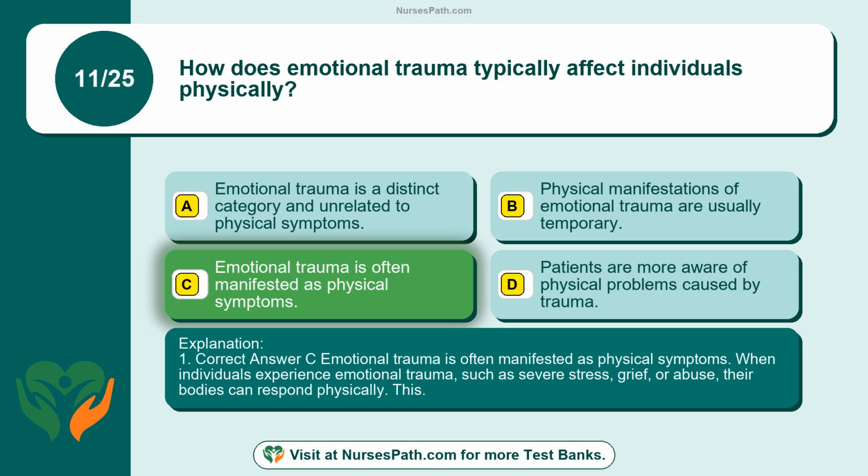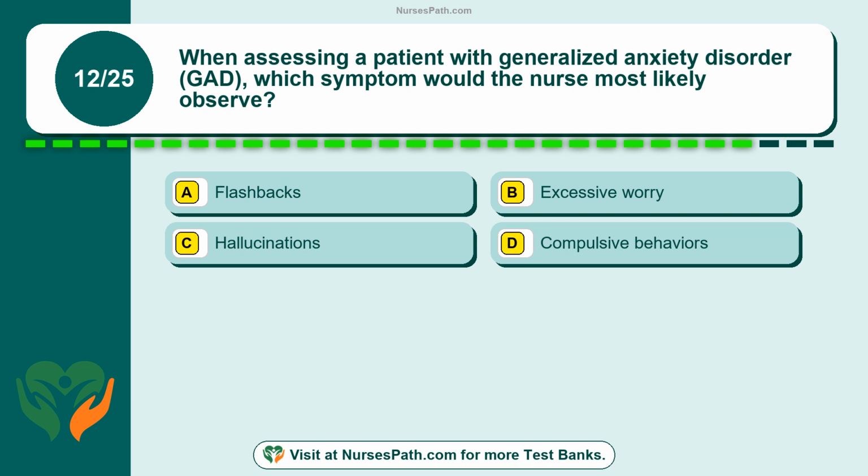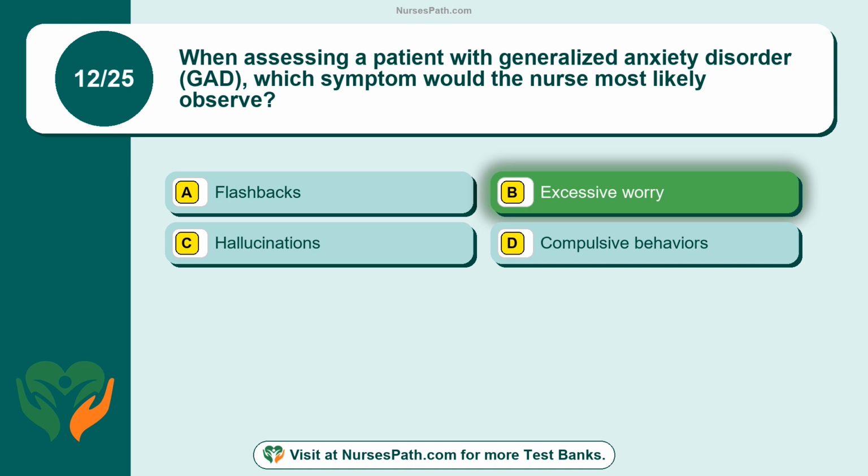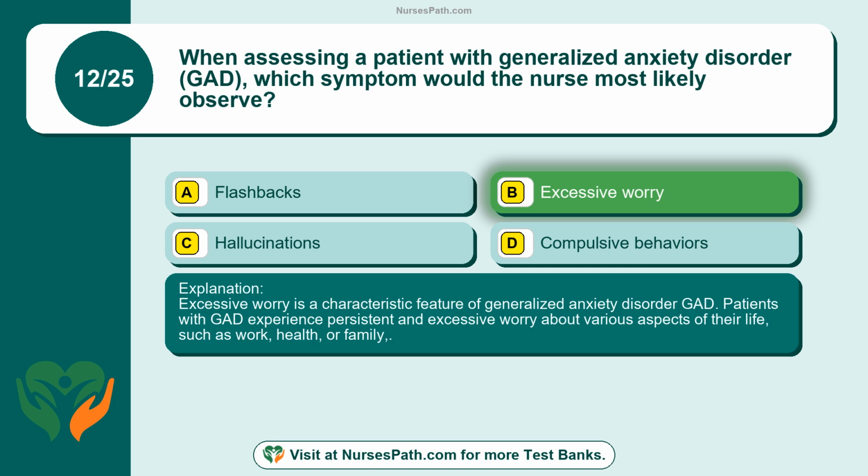Question 12. When assessing a patient with generalized anxiety disorder, GAD, which symptom would the nurse most likely observe? Option A. Flashbacks. Option B. Excessive worry. Option C. Hallucinations. Option D. Compulsive behaviors. The correct answer is option B. Excessive worry. Excessive worry is a characteristic feature of GAD. Patients with GAD experience persistent and excessive worry about various aspects of their life, such as work, health, or family.